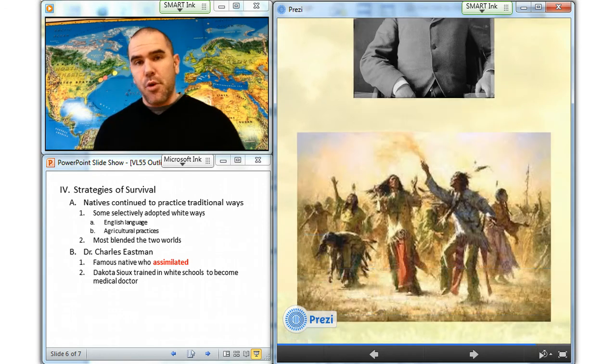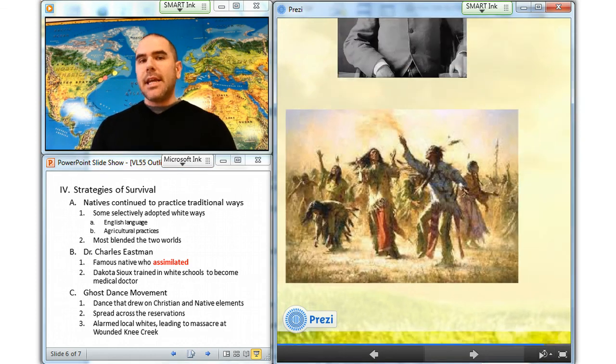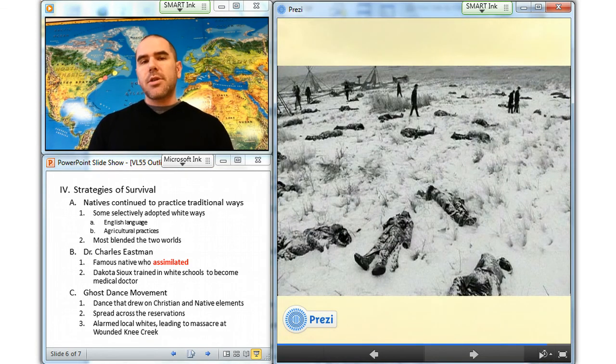The ghost dance movement symbolized the syncretism or blending together of white and Indian ways. The dance drew on Christian and Native elements, spreading from reservation to reservation across the West and ultimately uniting Indian communities. Now, the ghost dance alarmed many local whites. On December 29, 1890, at Wounded Knee Creek in South Dakota, U.S. Army soldiers massacred 150 Lakota Sioux people. The soldiers feared that the ghost dance would provoke war.